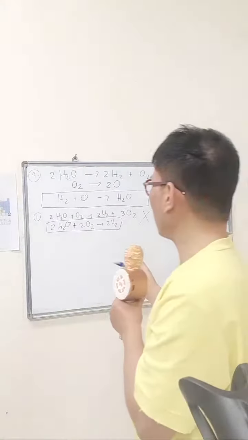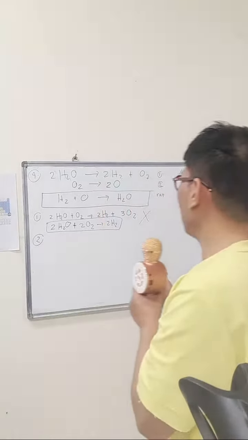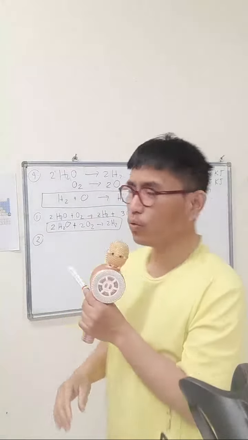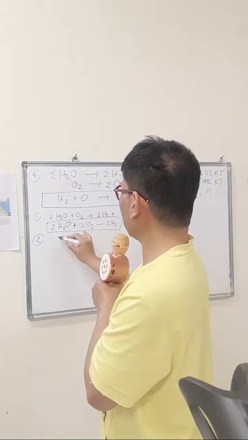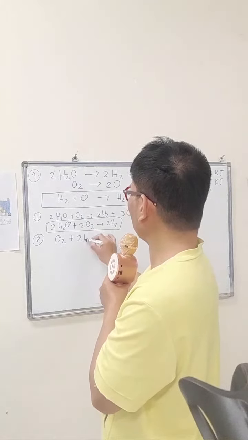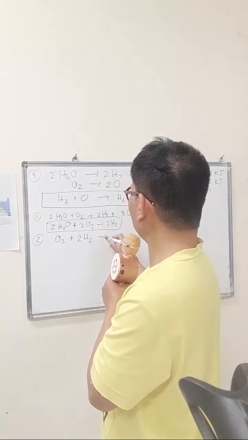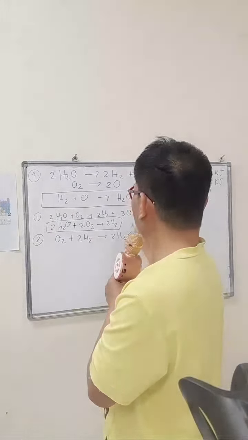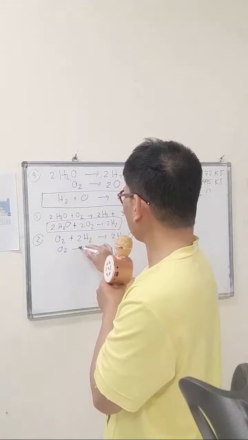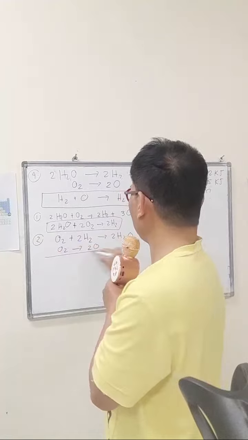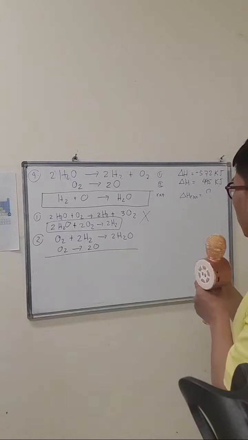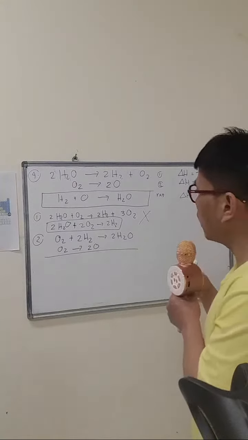Okay. How about option number 2? How about reversing equation number 1, and then add to equation number 2. Okay. So O2, okay. So reversing now. So O2 plus 2H2, okay. Then 2H2O, okay. Then the second one will not be reversed. O2 is equal to 2O. And then add on. Okay, so if you reverse the first equation, then you will say negative this one. The delta H of the first equation will be reversed, right?